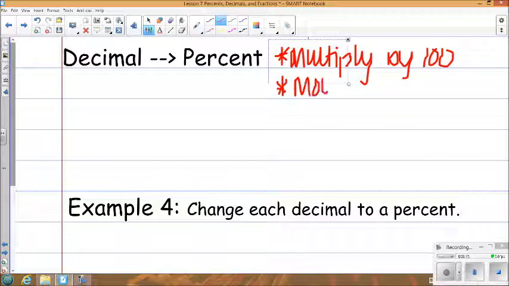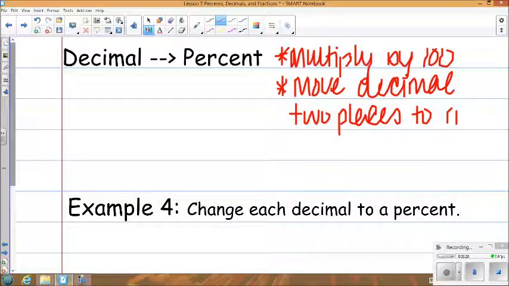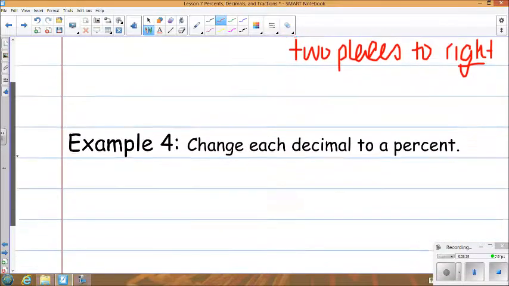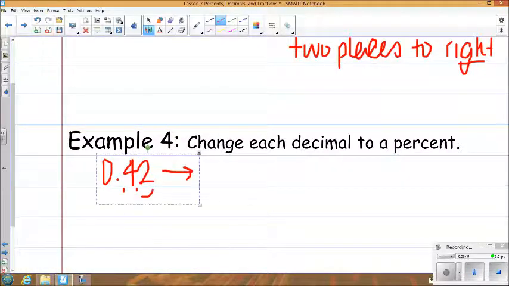So move the decimal 2 places to the right. Some examples of this. Let's say we have 0.42. Move the decimal 2 places to the right. It should be getting bigger, you're multiplying by 100. So this is the same thing as saying 42%.